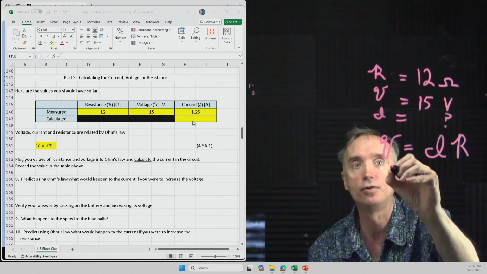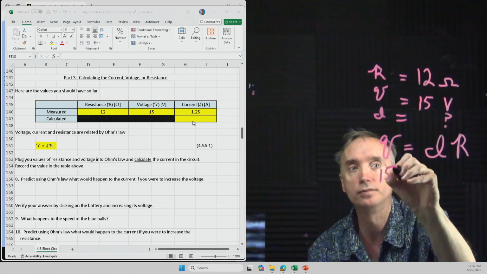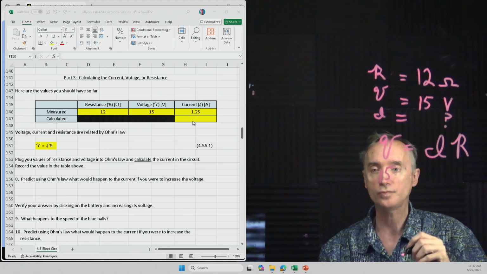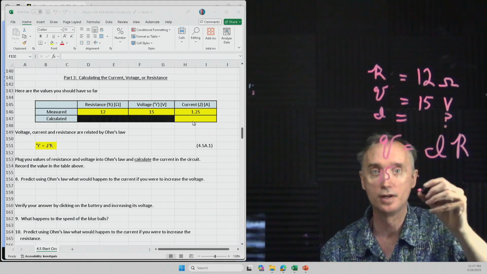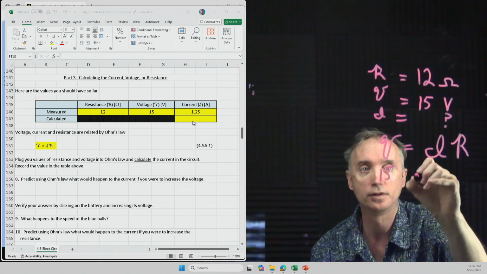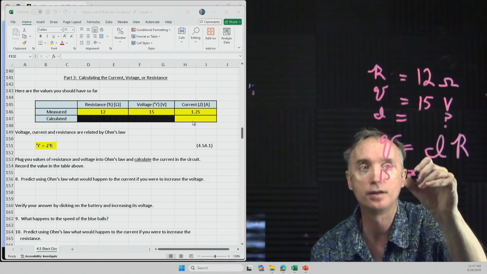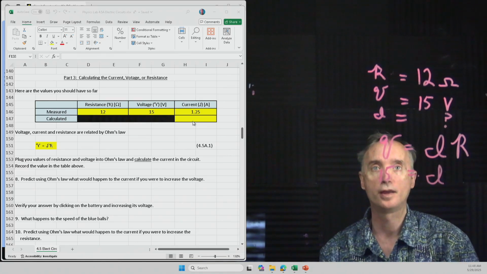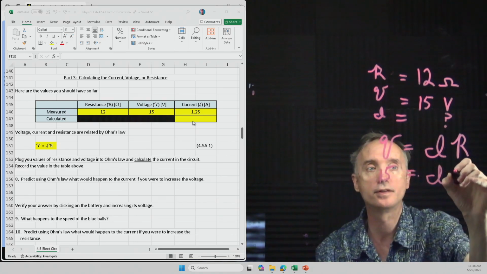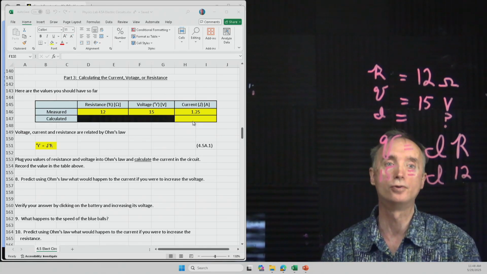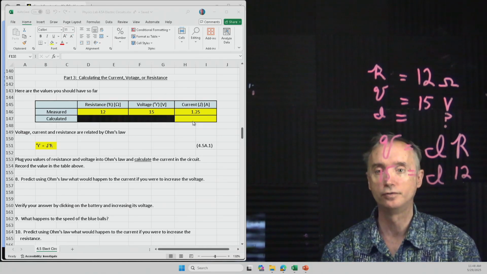So we know that the voltage is 15. Now, I don't need to put the V in there, so I'm just putting in the raw numbers. You can if you want to. If you want to put 15V, that's fine. And then we don't know what the current is. And then we do know that the resistance was 12, so it was 12 ohms. So that's what we need to solve.